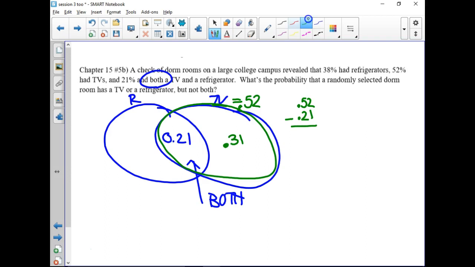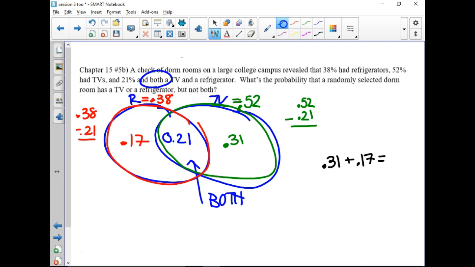And then if I look at the other side for refrigerators, right? Refrigerators is 38%, the whole circle, and so I need to do 0.38 minus 0.21, and I get 0.17. And then the question is, what's the probability that a randomly selected dorm room has a TV or a refrigerator, but not both? What would the answer be? 0.48, right? So you take 0.31 plus 0.17, but not both.